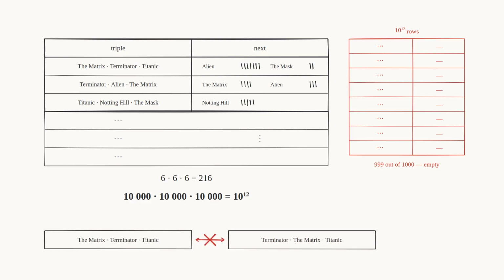The table can't share experience between rows. The Matrix, Terminator, Titanic and Terminator, The Matrix, Titanic are different rows, and everything we learned about the first one does nothing. Nothing at all for the second. And notice, we haven't even brought ratings into this. Add ratings to the table row, and you multiply the number of rows by hundreds.